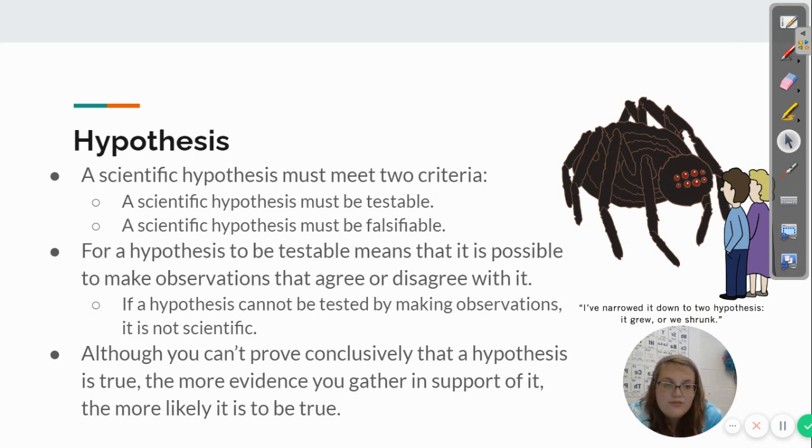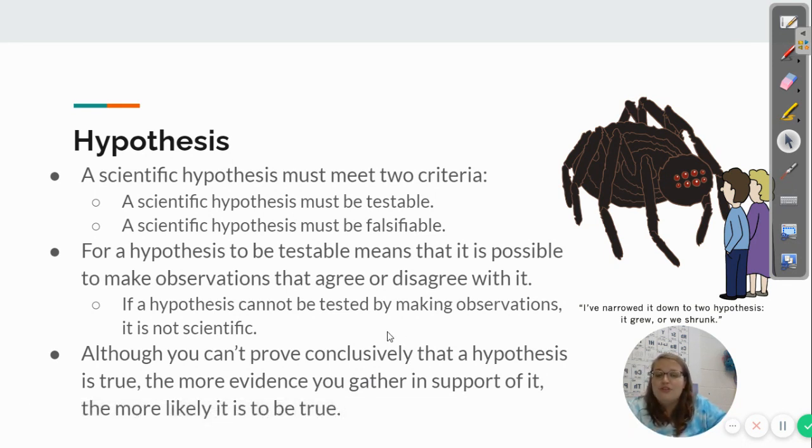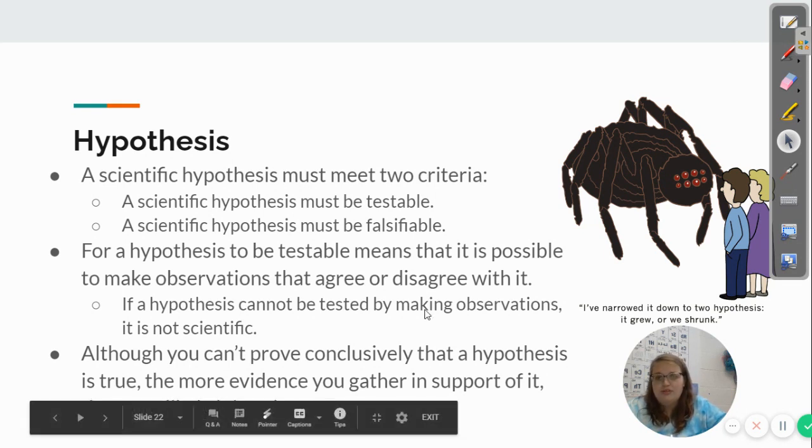If your hypothesis is incorrect, that does not mean you failed at your experiment. That means that what you predicted didn't happen. And that's okay. That means you learned something in the end and you can tell me why it didn't happen. This didn't happen because blah, blah, blah. And I want to know about the blah, blah, blah. Okay? So you can't prove conclusively or as a whole that a hypothesis is true, but the more evidence you're going to gather in support of it, the more likely it is to be true.